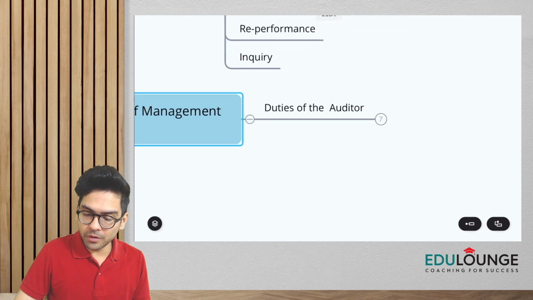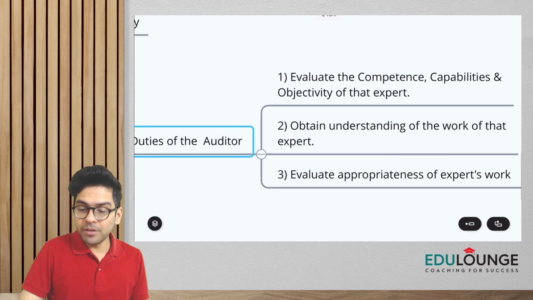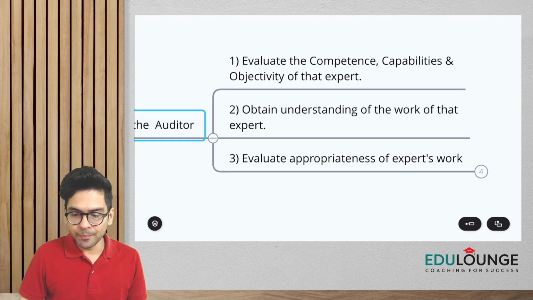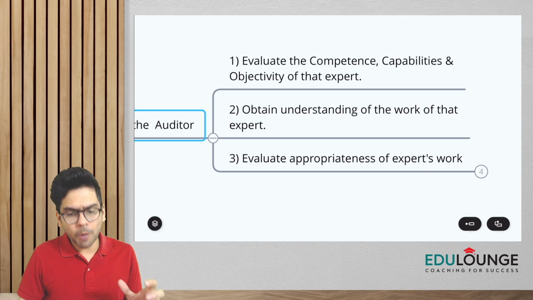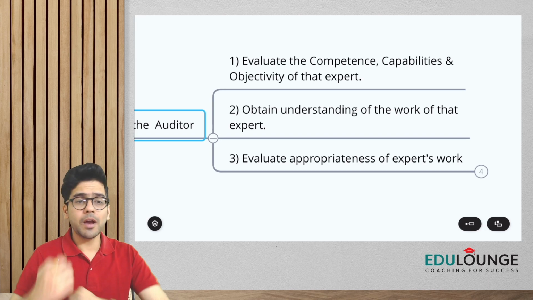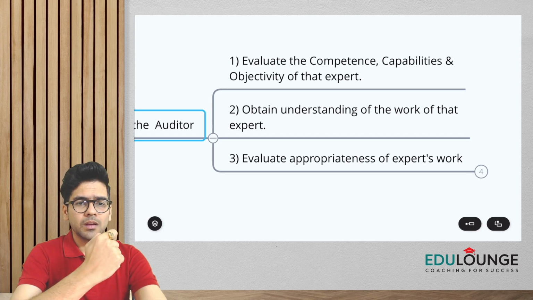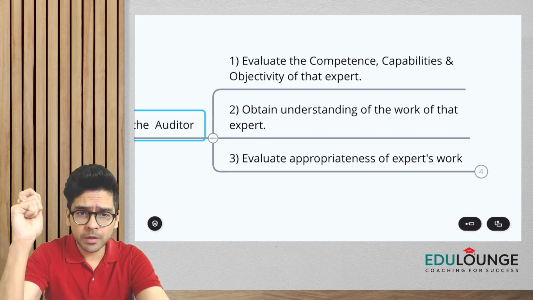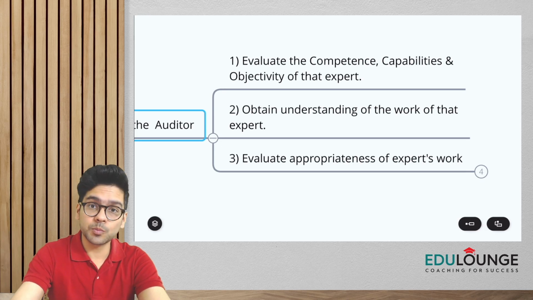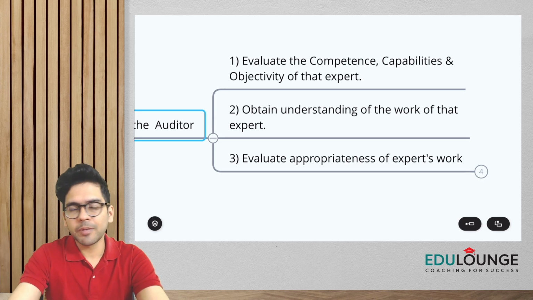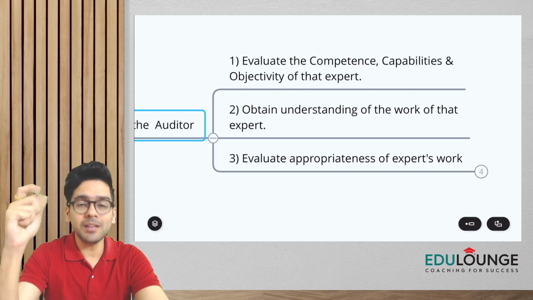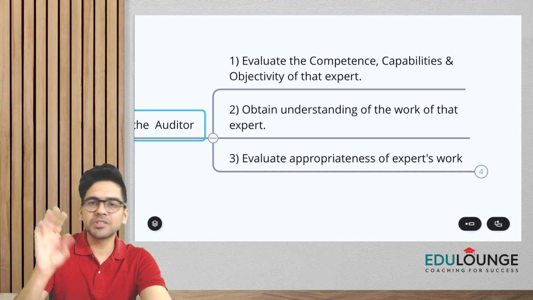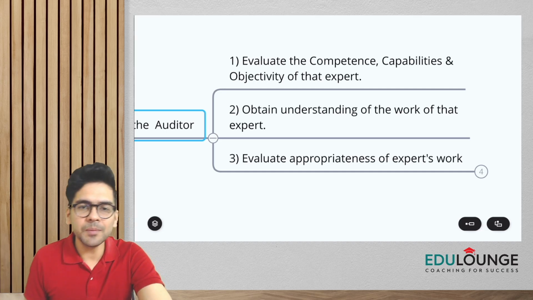We have got three duties, if you can see. Yes, we have to first evaluate the capability, competence, and objectivity of that expert. You have to evaluate whether the expert is competent, has the capability, and you also have to evaluate the objectivity. What if this expert happens to be a relative of the director? Then in that case you might not be able to trust his work much. So you have to see these three things: capability, competency, and objectivity.